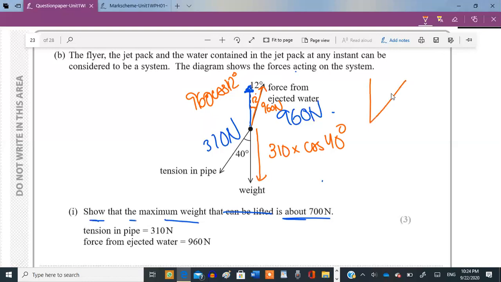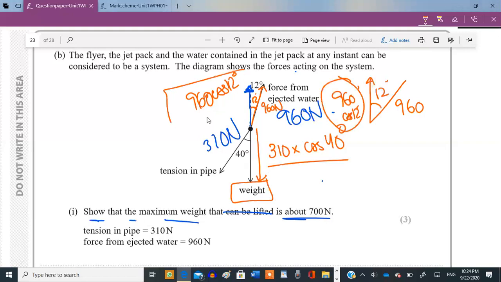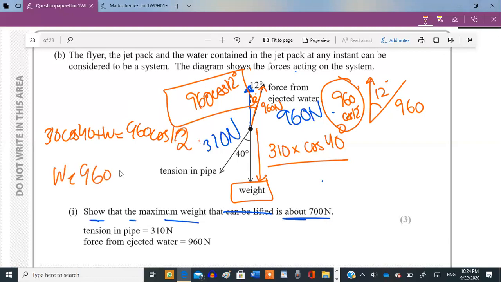It's a triangle like this. This is 960. This is 12. And it's the side adjacent to the angle. So it's going to be cos of 12. Okay. Now forces are upwards and downwards. You just add them and equate them and you'll get your answer. The 310 cos of 40 plus the weight is going to equal the 960 cos of 12. Can you calculate this answer, please? So the weight is going to be 960 cos of 12 minus 310 cos of 40.